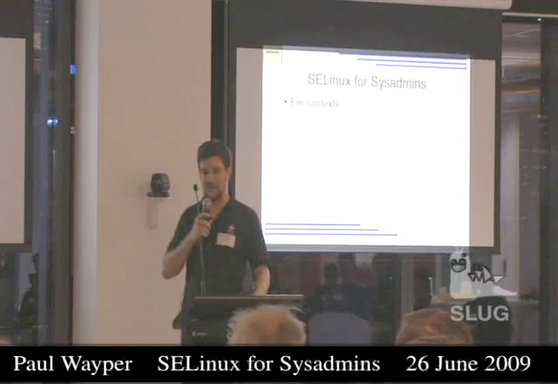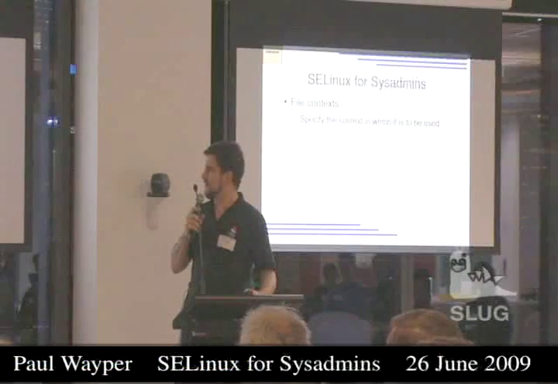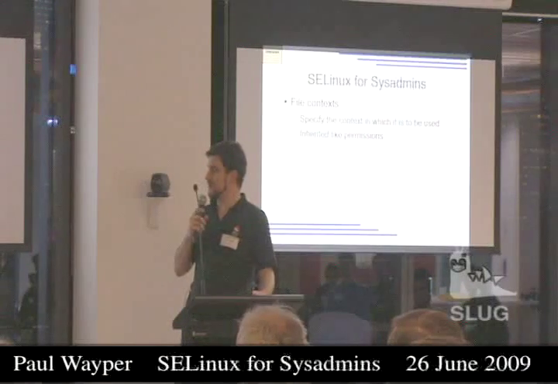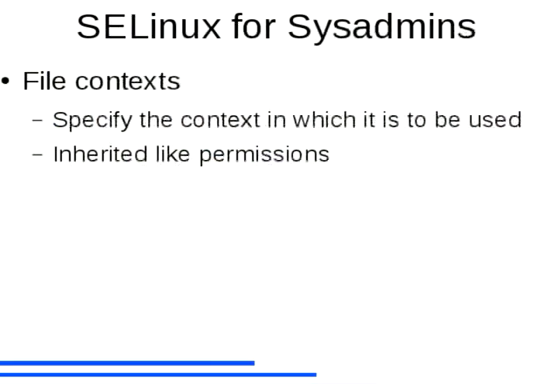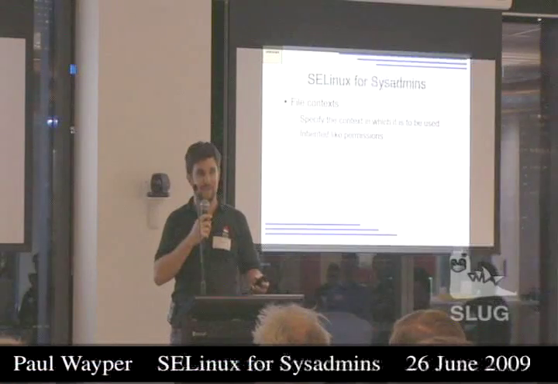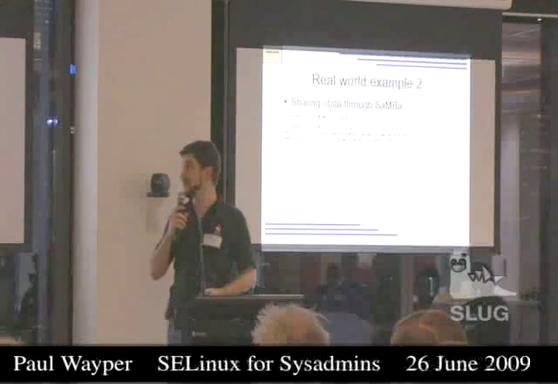So we go back to that idea that every file has a context, and there's an example. So that specifies the context that we want to use, and it's inherited like your regular directory permissions. If data has a particular type, then any directory or file that's created under that, unless there's a rule to say otherwise, will get that particular type.